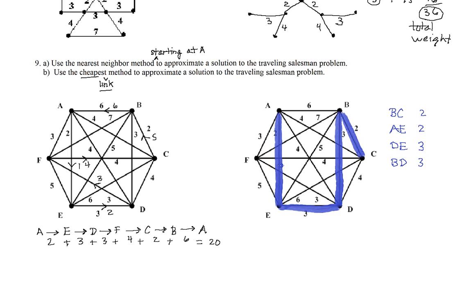So next we would go up to 4s. Oh, no, wait, we got a 3 here. Okay, so we can add this 3 in right here. That's okay, because we've just got a cycle. We just got degree 2 here. Everything's got degree 2 and no cycles. So A to F, that's okay to add in.